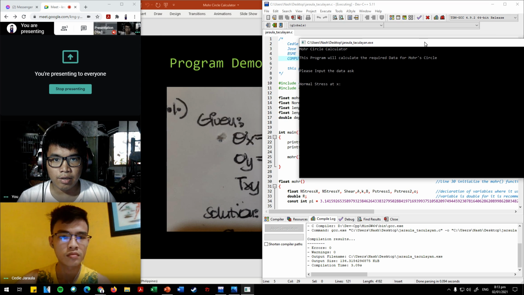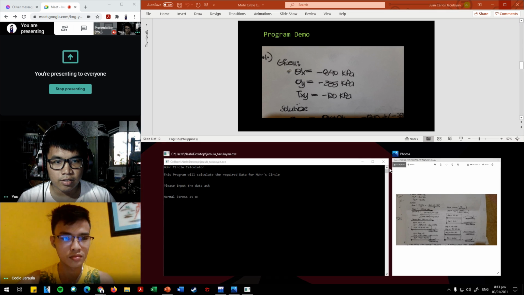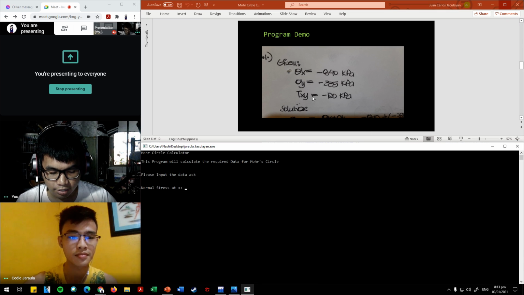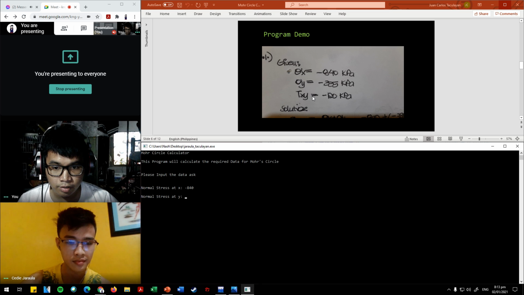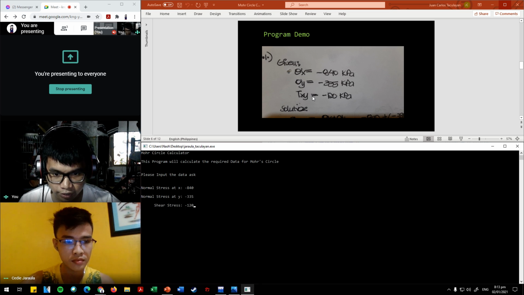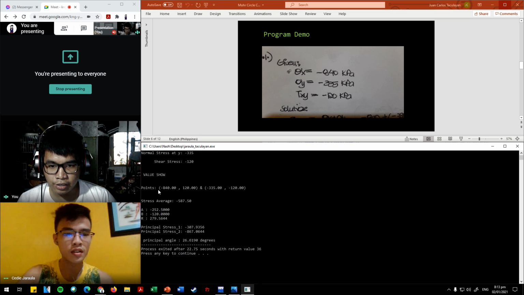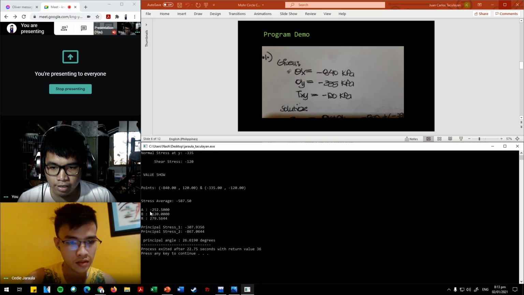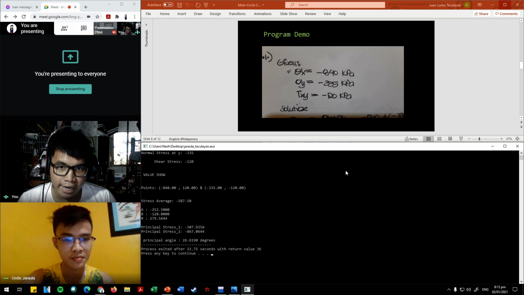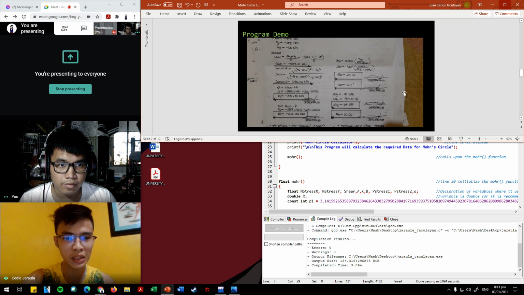Inputting the values, which are negative 840, negative 335, and negative 120, it will then show the points on the circle, the stress average, the length A, the length B, the hypotenuse, the principal stresses, and the principal angle. These are all the values needed to plot a Moore circle.